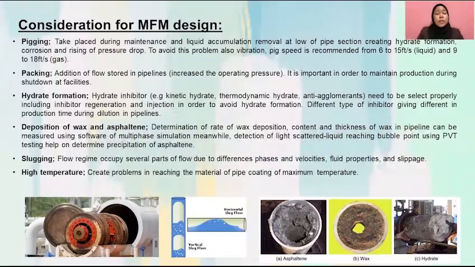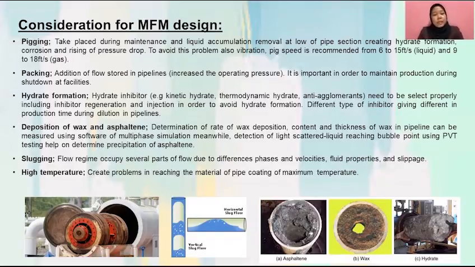Okay, we move to the next section, which is consideration of multiphase flow metering design. The first factor is pigging. Usually pigging takes place during maintenance and liquid accumulation removal at low pipe sections, which usually creates hydrate formation, corrosion and rising of pressure drop. Thus, to avoid this problem, pig speed is recommended from 6 to 15 feet per second for liquid and 9 to 18 feet per second for gases.